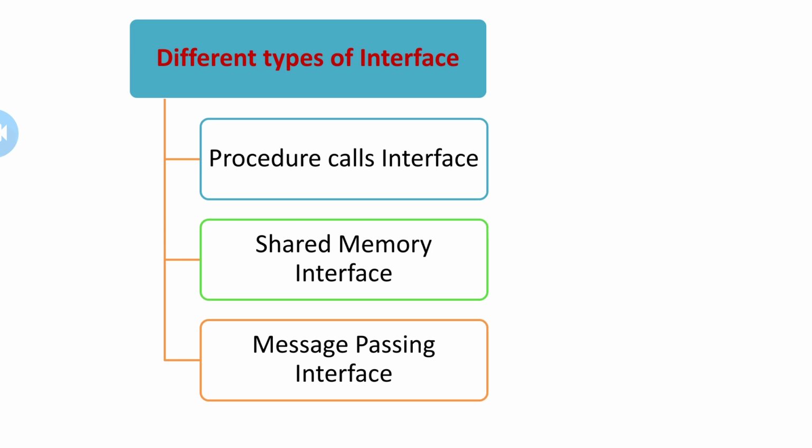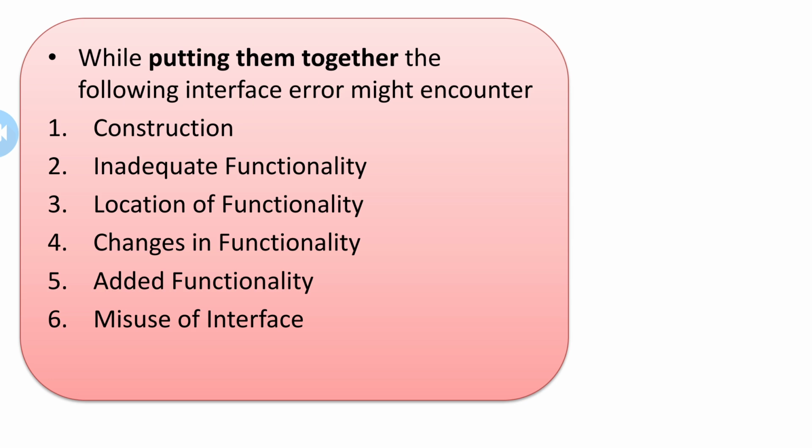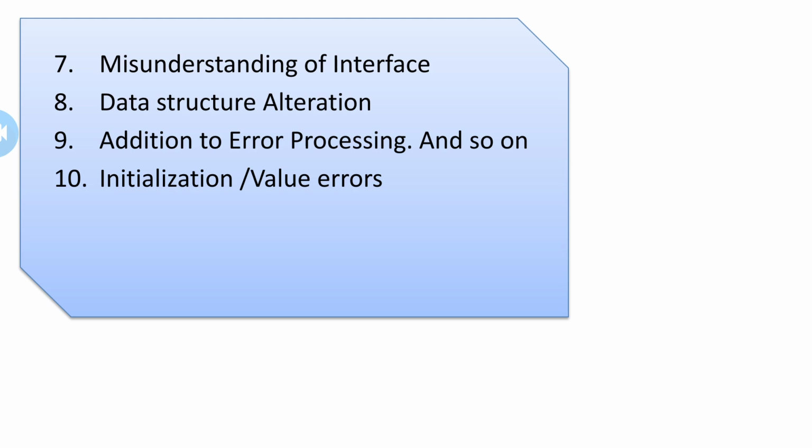So how these modules are created, like different types of interface. How they interface with the help of procedure call interface or shared memory interface or message passing interface. Now what happens while putting them together? We see the following errors in the construction of the entire piece: inadequate functionality, location of functionality, changes in functionality, added functionality, and misuse of interface. Misunderstanding of interface, when one module is interfaced to another.